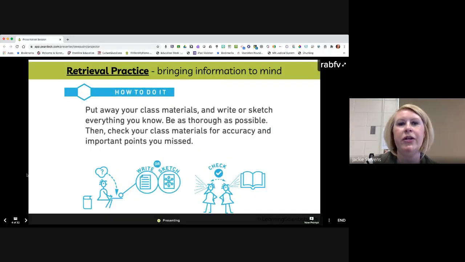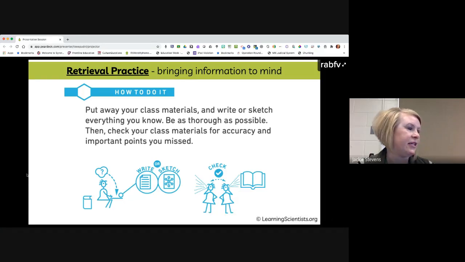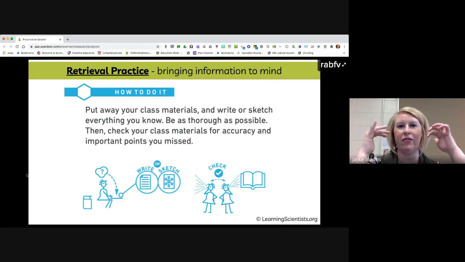Okay, so here's the first of our 9 strategies. This is retrieval practice, which simply means bringing information to mind. So you're retrieving the information from somewhere else in your head. And this little infographic here is, oh, we have a bell.